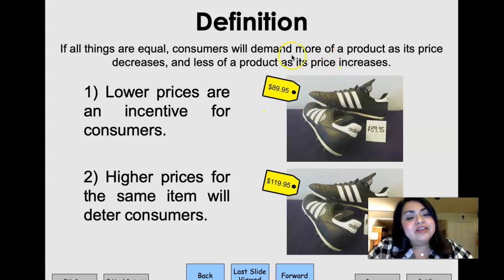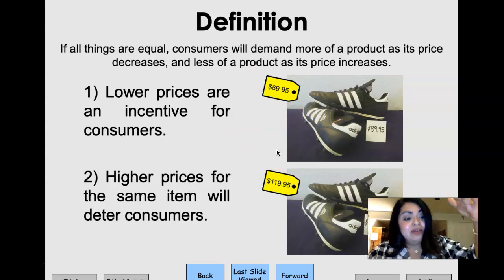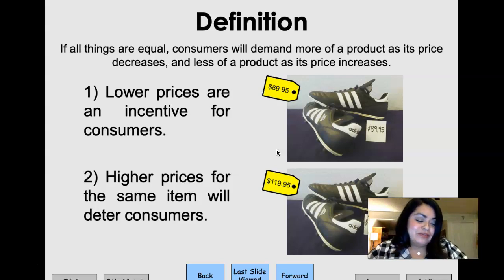That is the incentive. The incentive there is to save money, and it made the product more attractive, so you would buy it. So the lower the price, the higher demand. The higher the demand, the lower the price. If the price starts to go up, fewer people will buy it. Okay?